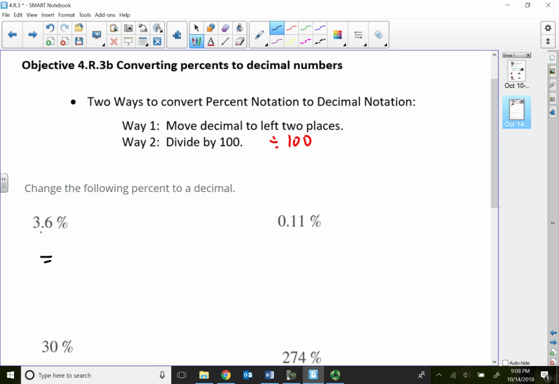So if I take my 3.6%, and move my decimal to the left 2 places, that would be 0.036. That will be my decimal answer. Next, 0.11%, move the decimal to the left 2 places, or divide by 100. There's actually an empty slot right here, so I can put my 0 behind the decimal. My answer is going to be 0.0, and this 0 is already there, 11.